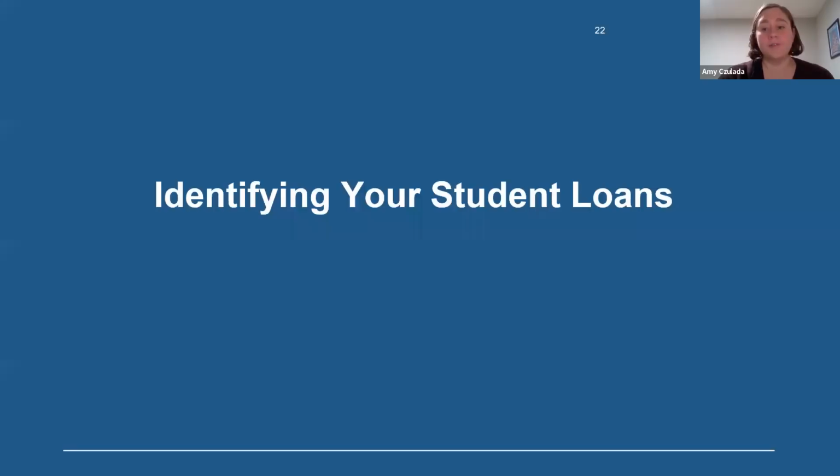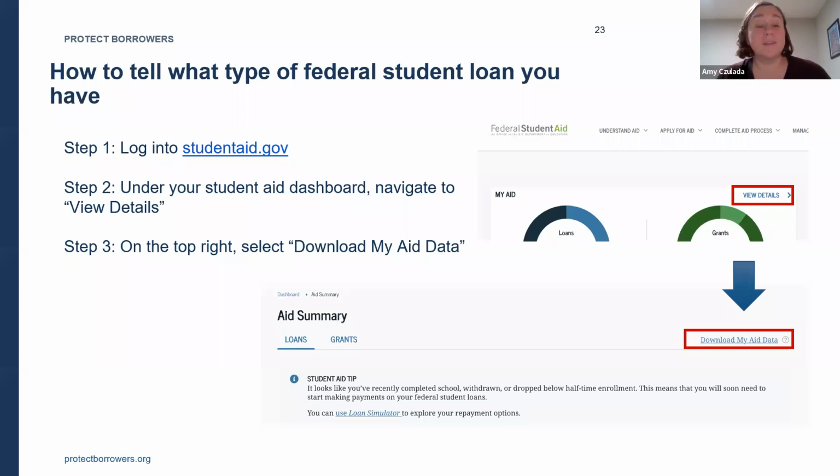So now let's review how to check what type of loans you have. This can be really confusing. Many folks don't necessarily know. So to see all of your loans, you should log into your online account at studentaid.gov. One way is to go to the dashboard at View Details, and then you can also download your aid data for a more granular list of the loans that you have.